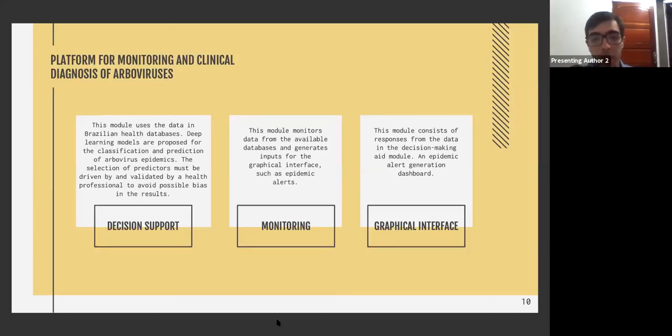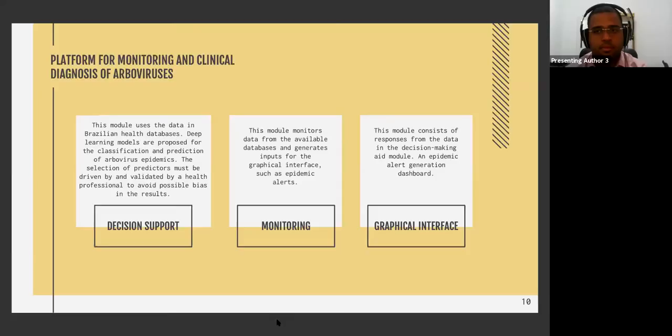The second module is the monitoring module, which monitors the data from the available database and generates inputs for the graphical interface. This module gives the health professional a demographic view about the disease, the arbovirus disease in Brazil. For example, here the health professional could see in which month the disease is more common, in which states of the country it is more common, and so on.